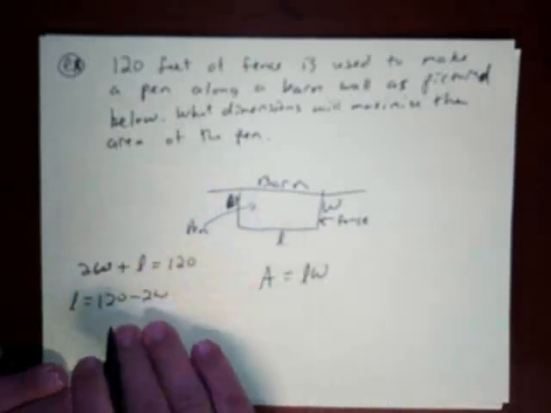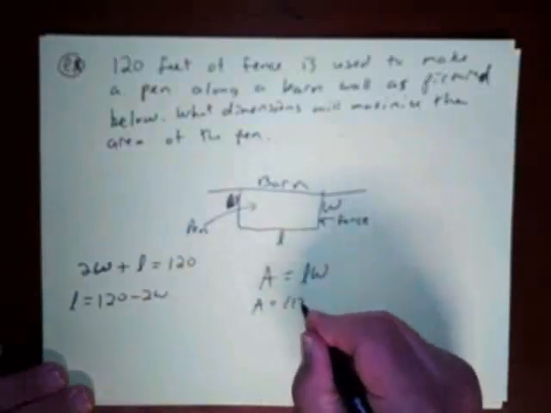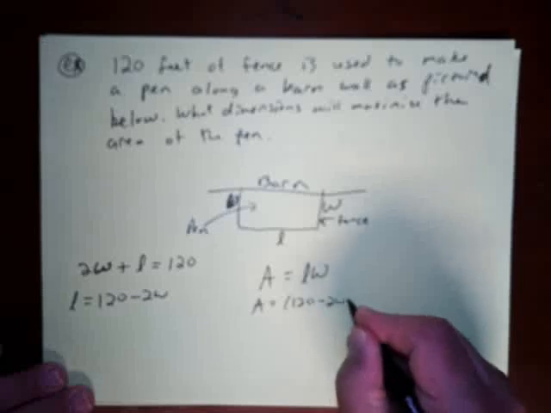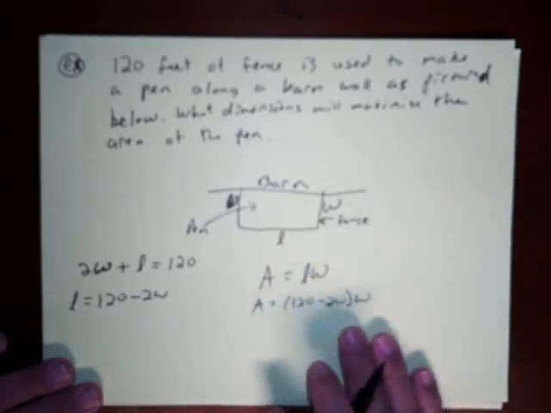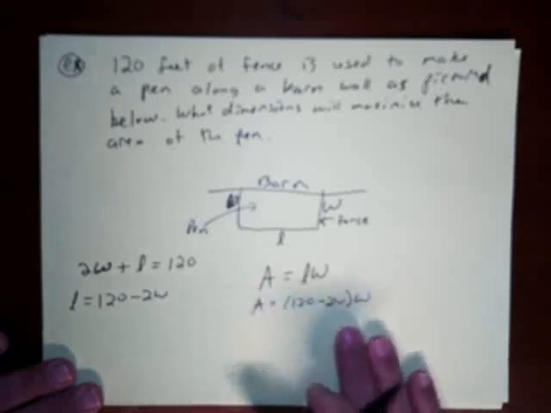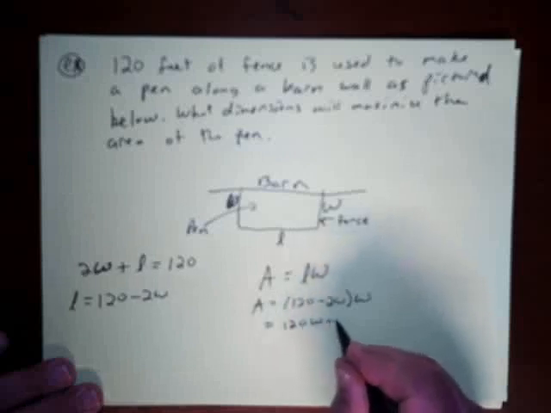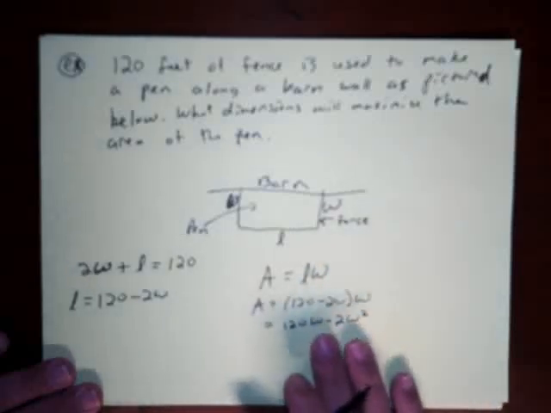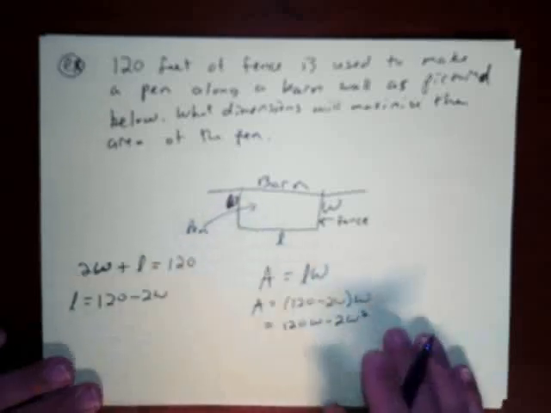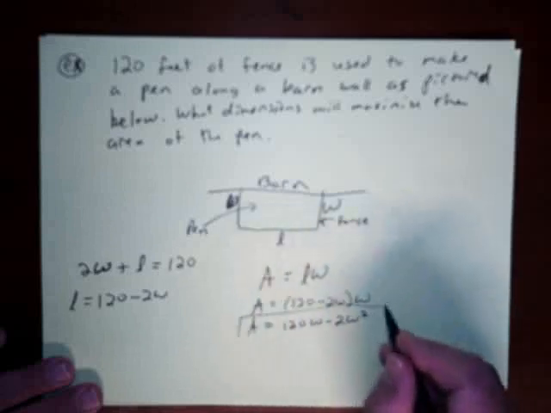Okay, so now my L is equal to this, so my area is going to be 120 minus 2W times W. So what I want to do is I want to maximize this area. So this is 120W minus 2W squared. Again, this is a upside down parabola. It would have a maximum, but we're going to go ahead and use the calculus here. So we're going to maximize that.